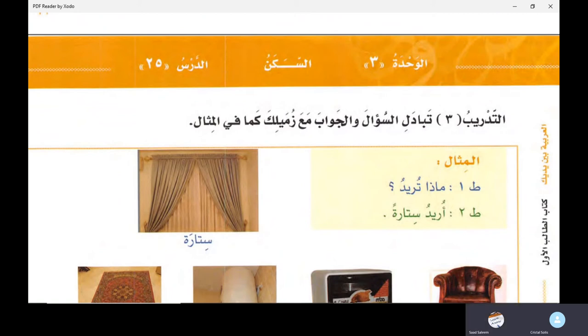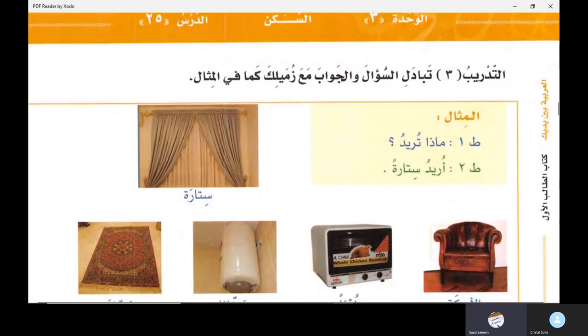What do you want? I want a curtain. Good. I want a curtain. What is the object of the sentence? I want is a verb. So the object is the curtain. So curtain is the object of the sentence and it has fatha. Good. And uridu is the verb.